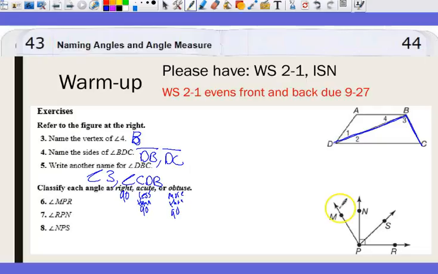MPR. Does that look like it's more than 90 degrees, less than 90 degrees, or exactly 90 degrees? More. Therefore, it is an obtuse angle.